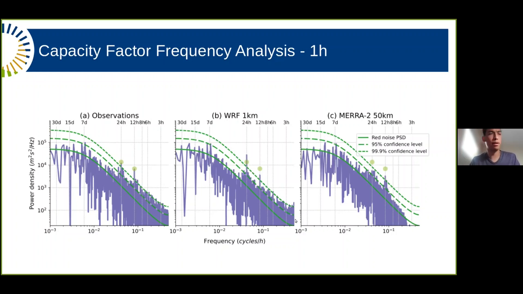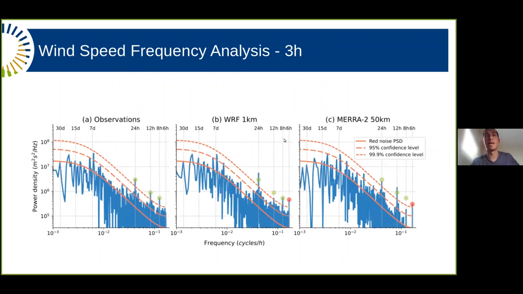In order to be able to compare the 75 kilometer grid, we performed an analysis with all the time series at a 3 hour resolution. Basically, we got the same reproduction of periodicities with WRF, with some variations, some higher, some shorter, but the information is there. I think the most important thing to remark here is that even with a longer sampling interval, we also got this decrease of information with MERRA-2. The 1 kilometer and 3 kilometer grids behave almost the same, and coarser grids start to decrease.